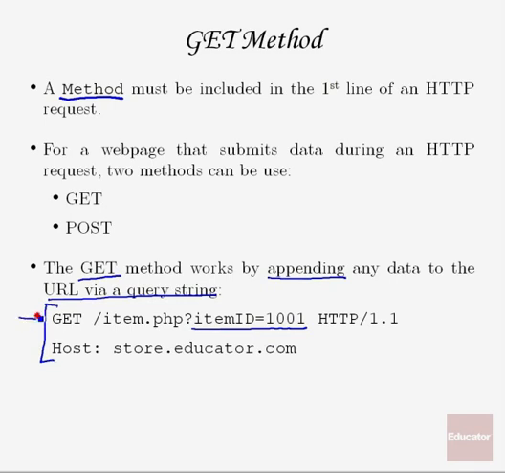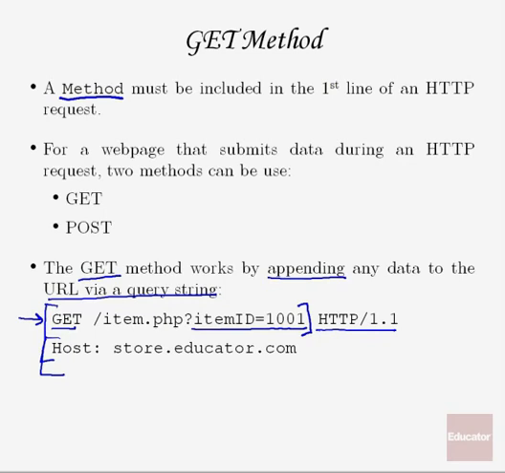So what happens is you have the GET method listed, you have the URI, which includes the query string, which is the data you're trying to send to the server. It has the version number as expected, and then any other headers that you include in it.